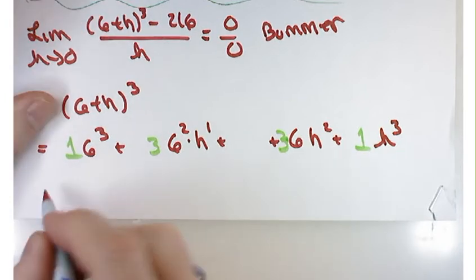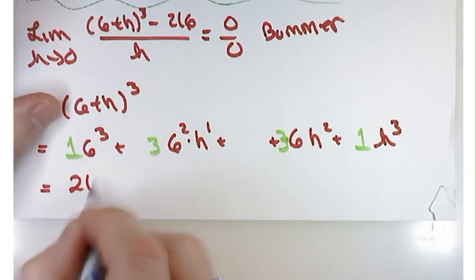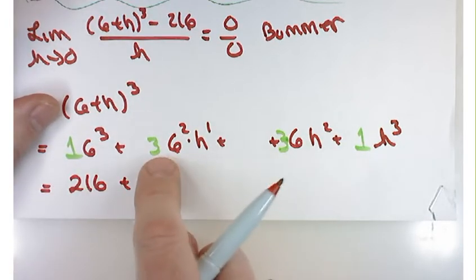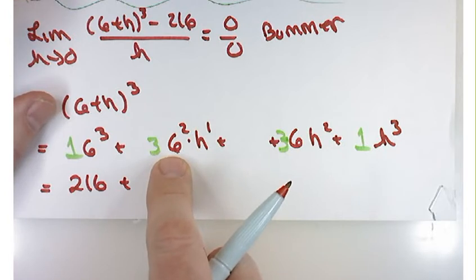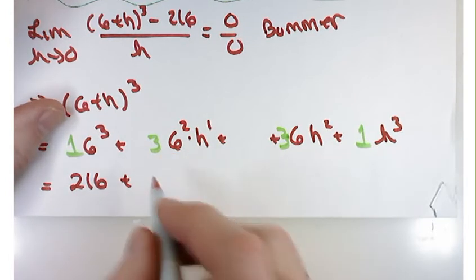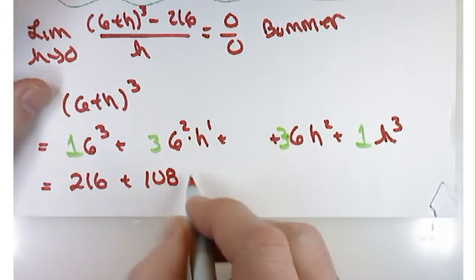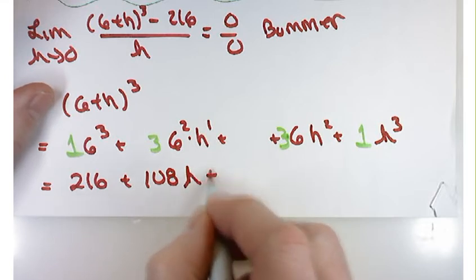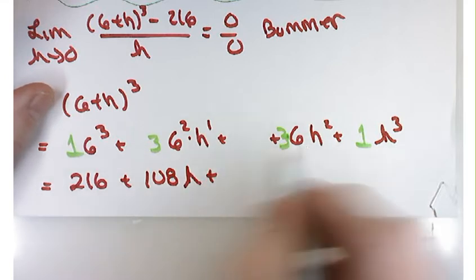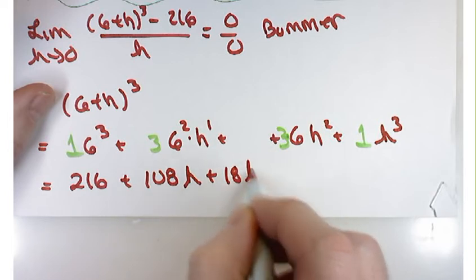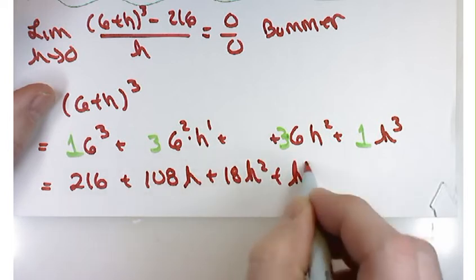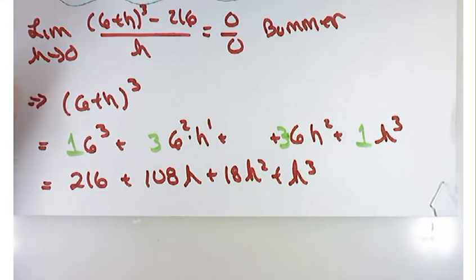So let's see. That's going to be 216 plus 3 times 6 squared. That's going to be 108 plus 108h plus 3 times 6 is 18h squared plus h cubed. Nice. Let's keep going.